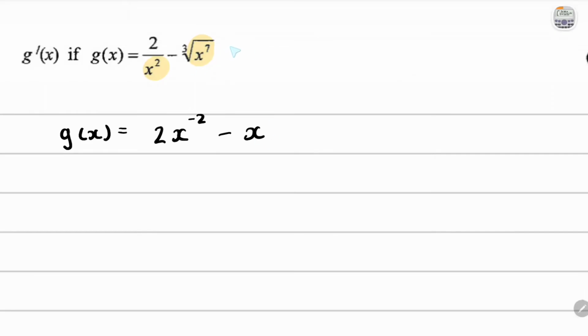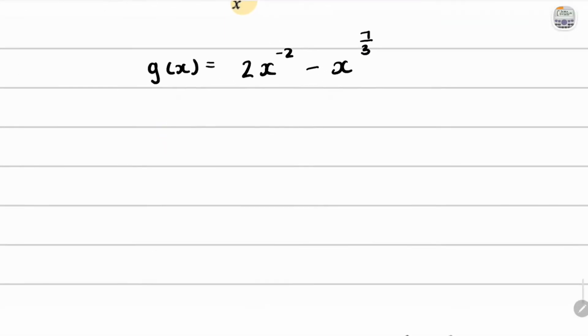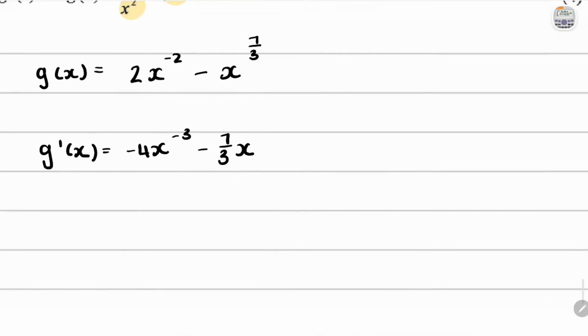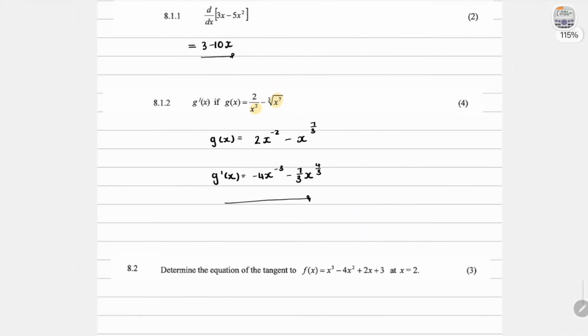And instead of leaving this as a surd, we will take the inside exponent and we'll put it over the outside exponent. So that's going to be 7 over 3. And now we are ready to derive. So g prime of x is equal to coefficient times exponent is negative 4x, exponent minus 1, negative 3. Again, coefficient times exponent, negative 7 over 3x, exponent minus 1. So you see that's 7 over 3. If you minus by 1, you can just say it's minus 3 over 3. Or use a calculator. Okay, that's fine. So that is 4 over 3. And this is our answer.